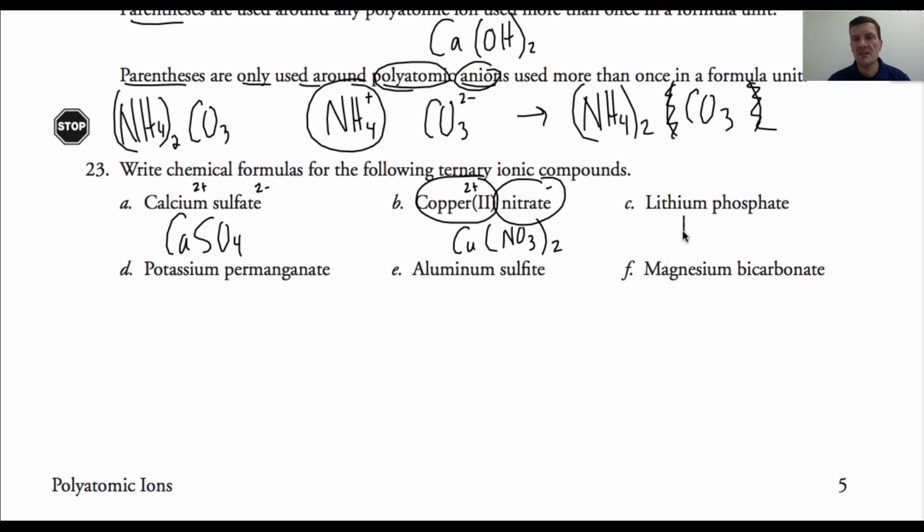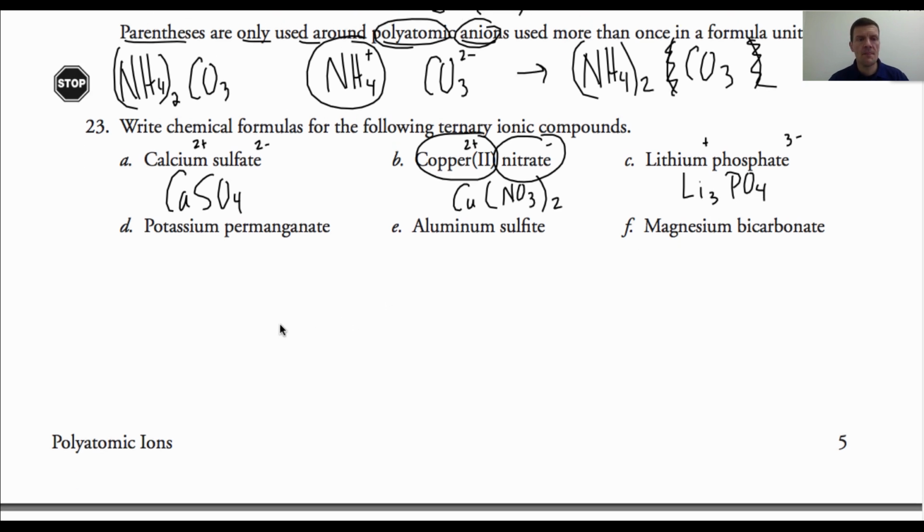Lithium phosphate. Lithium is a +1. Phosphate is going to be a 3 negative. So I need 3 lithium. No parentheses around the lithium. Don't need it. It's not a group. It's just a single element. And then the phosphate, PO4. No parentheses around that. I just need 1 of those.